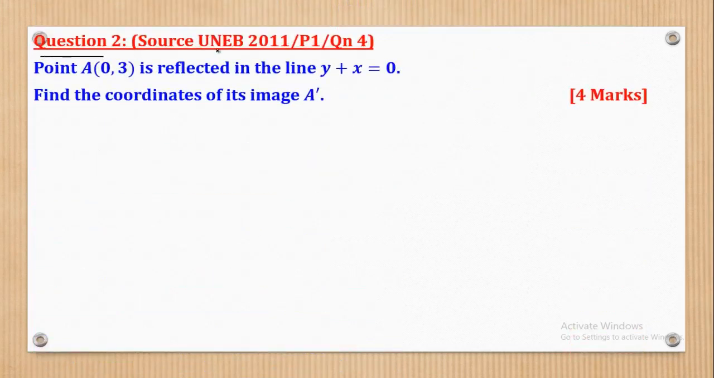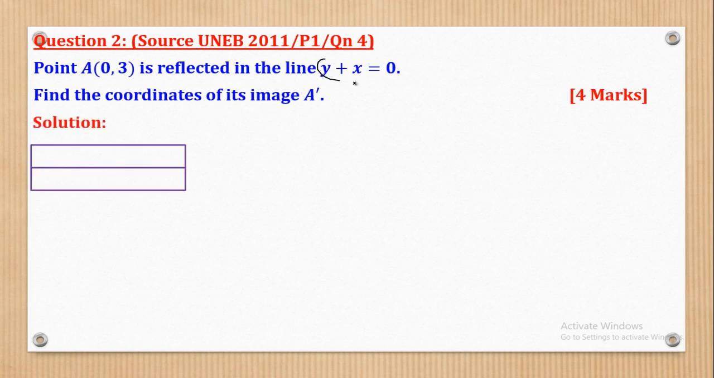Question 2 came from UNEB 2011, paper 1, question 4, and says point A, which is (0, 3), is reflected in the line y plus x equal to 0. Find the coordinates of its image A prime. So here we shall need to get 2 points, which we shall use to draw this line. So we have x and y coordinates.